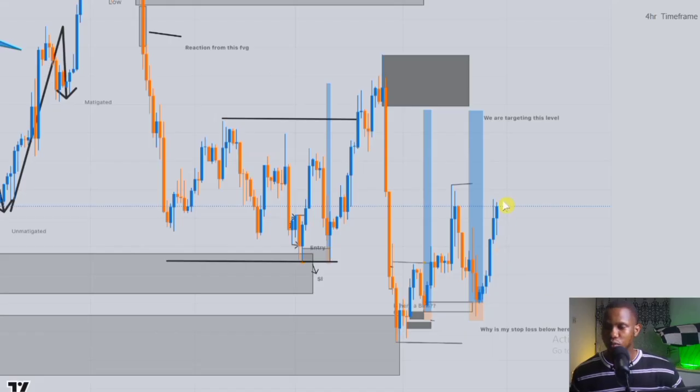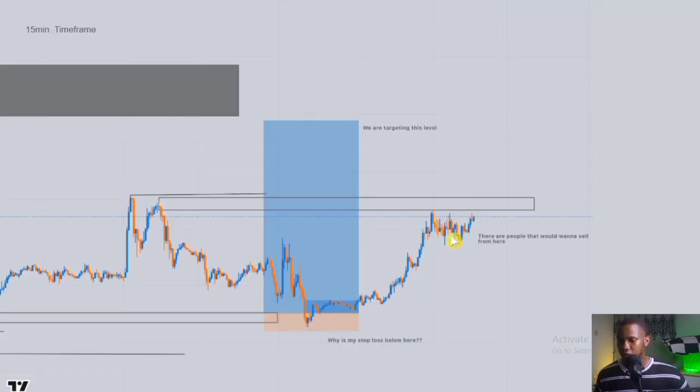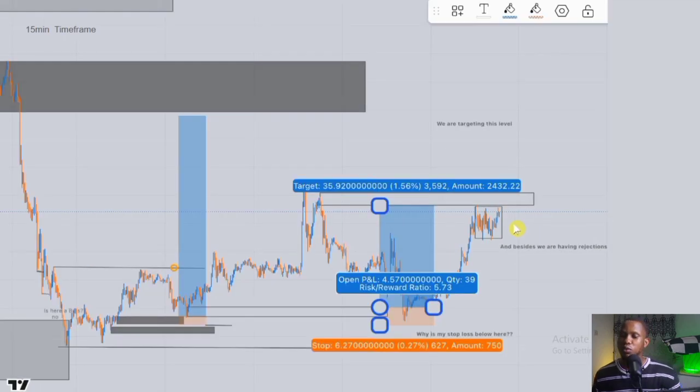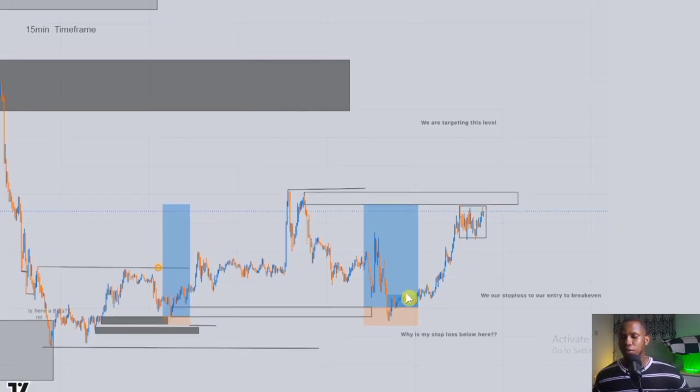Okay, we still continue moving up. Again, this level is also my concern in the market. What I'll do is I'll move to my 15 minutes time frame to see the reaction here now. There are people that would want to sell from here, something like a consolidation, and currently we are running for this position 1:5.7 risk to reward ratio, and this position 1:12.8 risk to reward ratio. But remember, we've already taken out 50% of our position, so this is less. To protect ourselves, we'll move our stop loss towards break even.